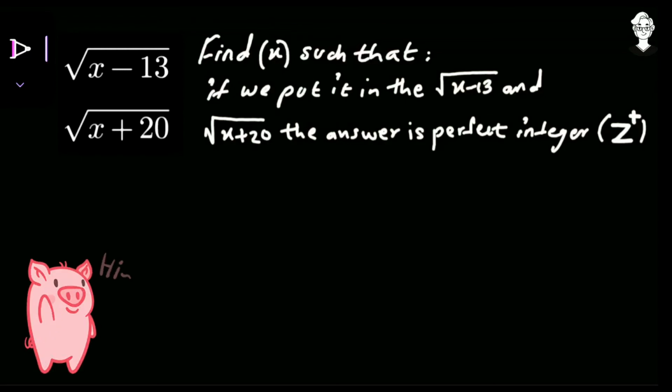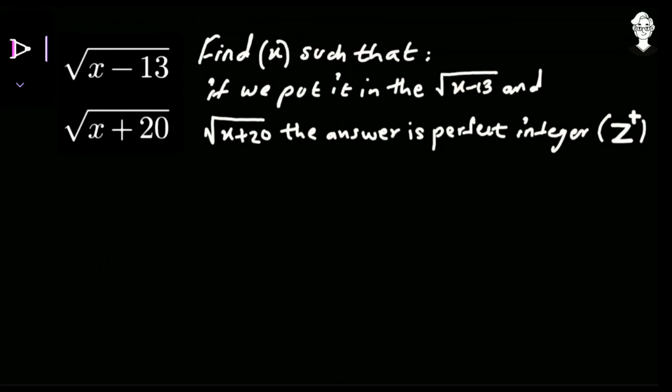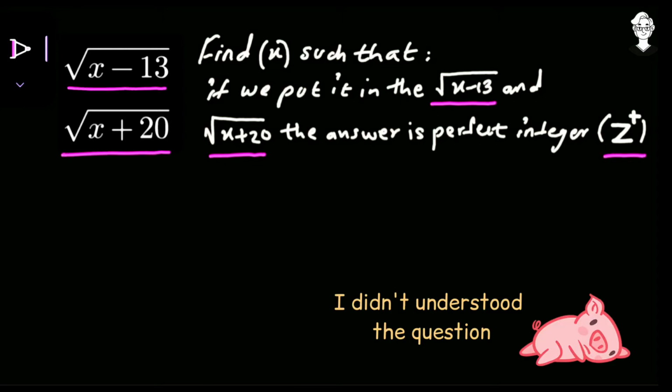So today we have one of my favorite equations. The question says: find x such that if you put that x in √(x − 13) and √(x + 20), the answer is a perfect integer. We can say positive integer also. I have just enlarged √(x − 13) and √(x + 20) also.